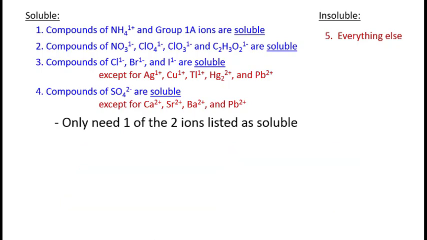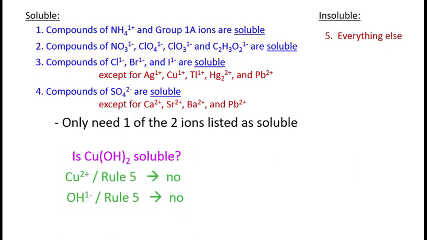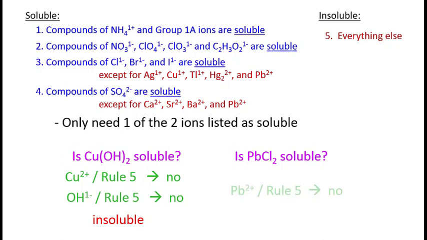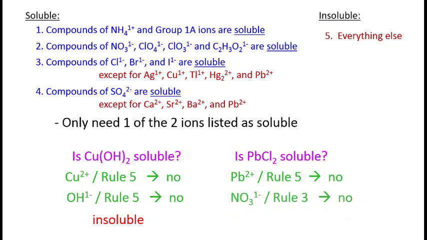Our next example is copper 2 hydroxide. Copper 2 does not appear on the soluble list. We don't find hydroxide on the soluble list either. They both fall under rule 5, so we conclude that copper 2 hydroxide is insoluble. Our last example is lead 2 chloride. Lead does not appear under any of the soluble ions. Chloride ion does appear in rule number 3, but lead is listed as one of the exceptions. When lead pairs up with chloride, it is an exception to the soluble rule, meaning that this compound is insoluble.